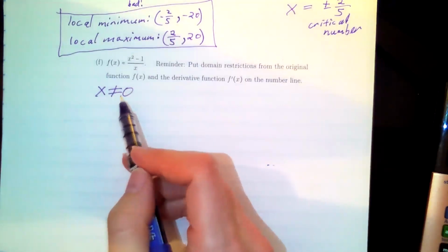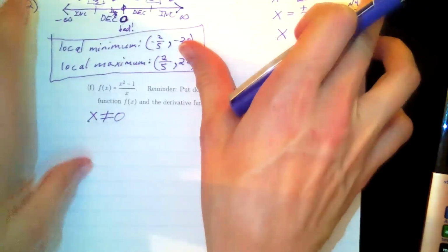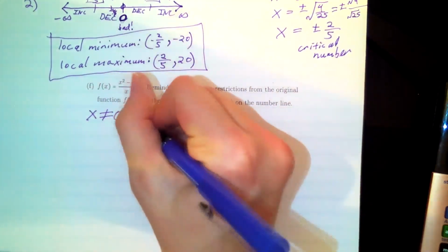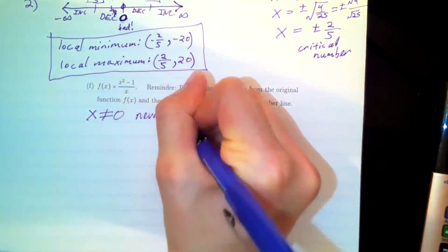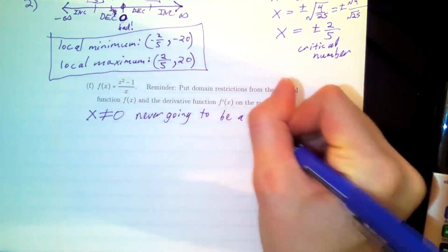So this again is going to follow me through onto my number line. It is a domain restriction, but this is never going to be a local maximum or min.